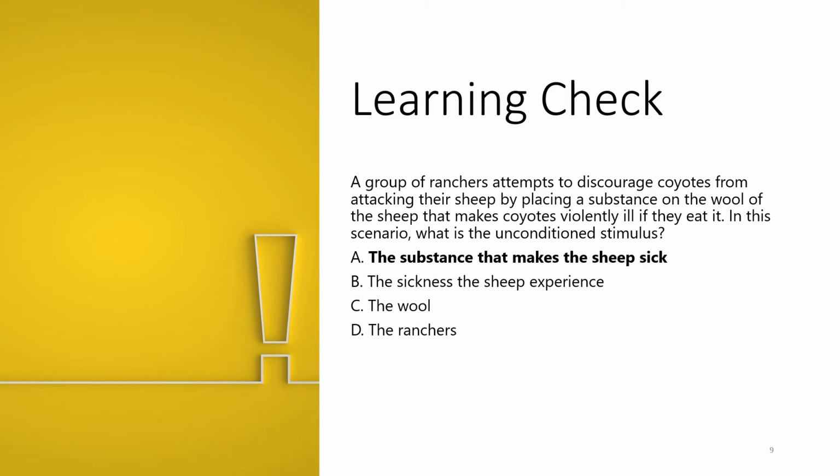If you selected the substance that makes the sheep sick as the correct answer, you're right. And here's why. The unconditioned stimulus is something that naturally causes a response. And in this case, the substance that naturally makes sheep sick is the unconditioned stimulus, because no learning is required. If learning is required, it's not unconditioned. Unconditioned means natural. It means no learning was required. You might see the phrase unlearned, which also means not learned.